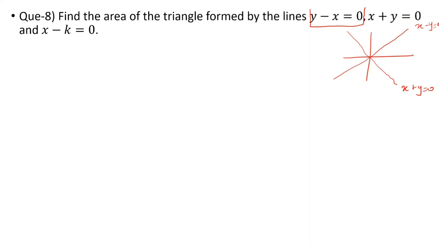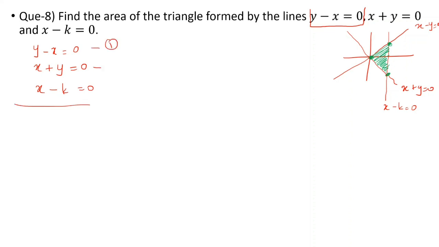And third line, x minus k equal to 0, means x equal to k. If this value is k, I can draw a straight line like this, x minus k equal to 0. Now I am interested in these three intersection points, and this is my triangle. We have to find the area of this triangle, right? So let us denote this line y minus x equal to 0, x plus y equal to 0, and third line is x minus k equal to 0, right? So say this is 1, say this is 2, and say this is 3.